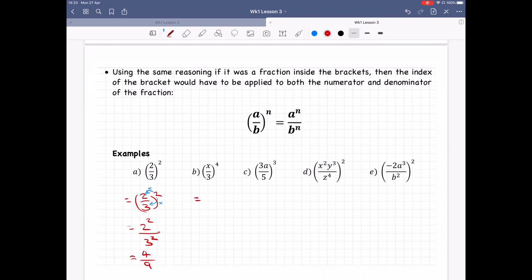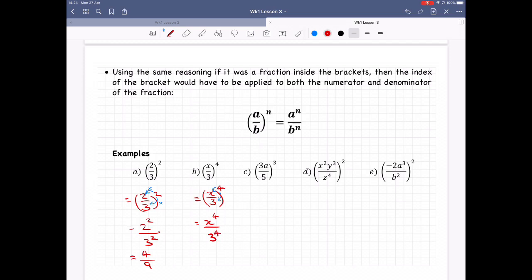If one of our terms in the fraction is a pronumeral, it makes no difference. We still do exactly the same thing. So we have got x over 3, all to the power of 4. So again, we're going to multiply that 4 to both terms' powers, and we're going to be left with x to the power of 4 over 3 to the power of 4.